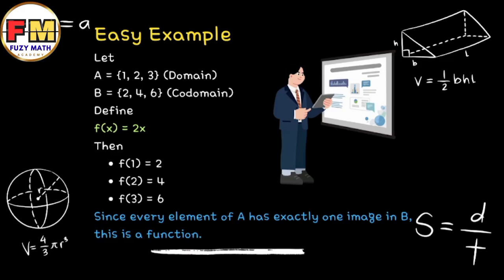Easy example. Let A equal to the set {1, 2, 3}. This set is the domain. The set B equal to {2, 4, 6}. This is the codomain. Define f(x) equal to 2x. Then f(1) is equal to 2, f(2) is equal to 4, f(3) is equal to 6. Since every element of A has exactly one image in B, this is a function.